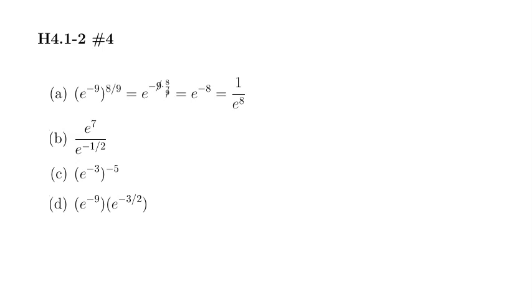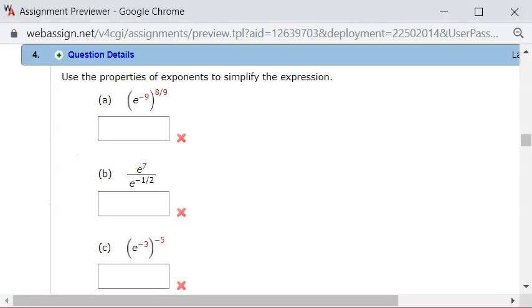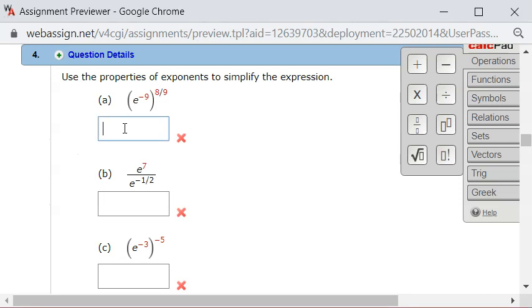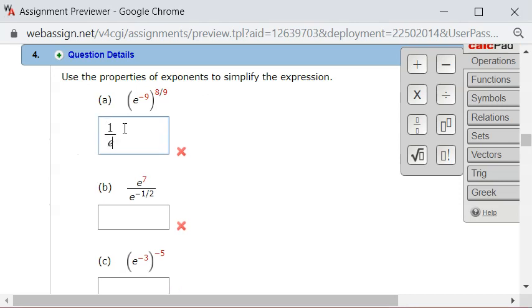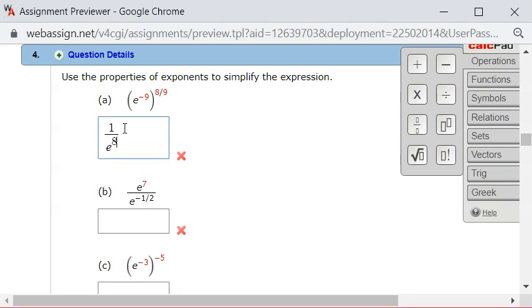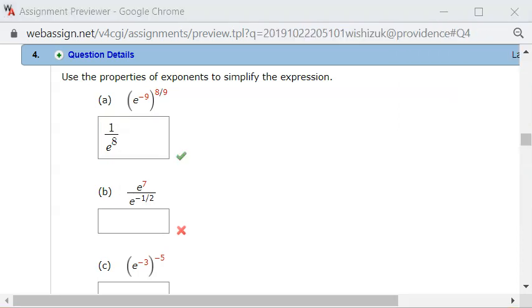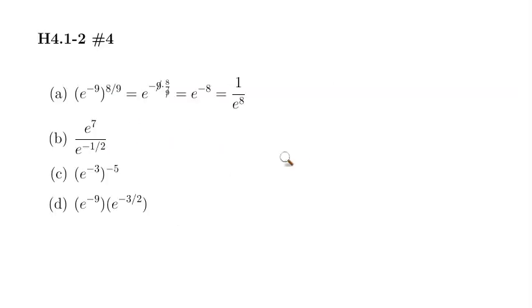Let's go ahead and type it in. So we have 1 over e to the 8th power. Let's check the answer. It came back, and it looks like we got part A correctly. Let's go to part B.